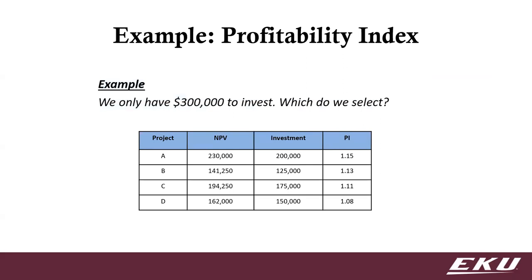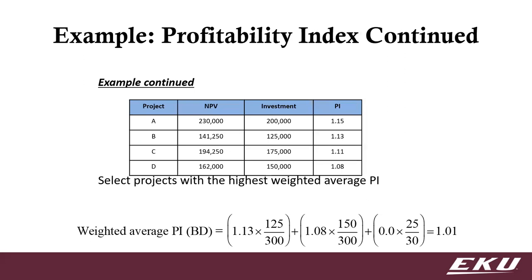So if you only have 300,000 to invest, how do you choose these, right? We have projects A through D. They all have their NPV and their investment, and the sum of the investment cannot exceed the 300,000, right? One example would be, well, let's use that profitability index, but we could weight that based on these projects.